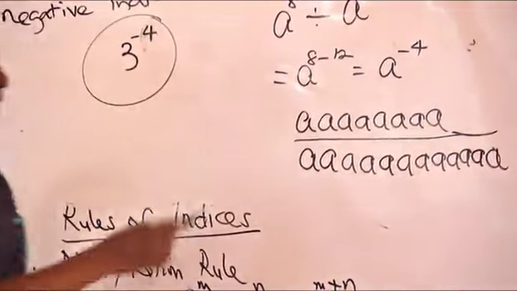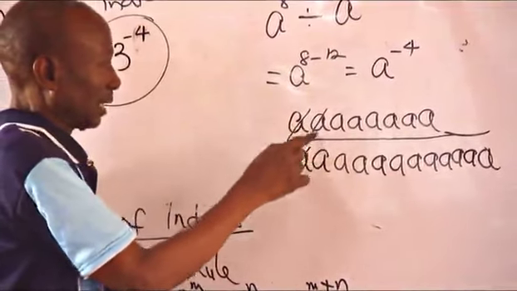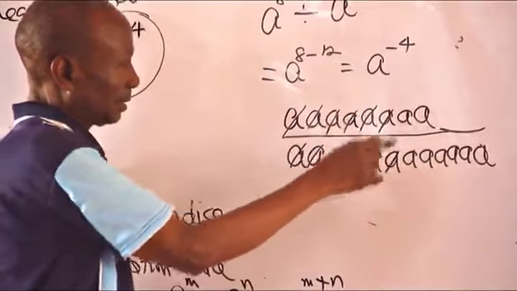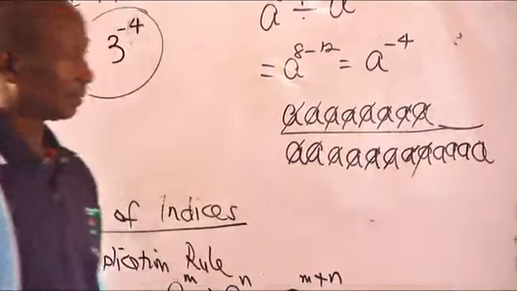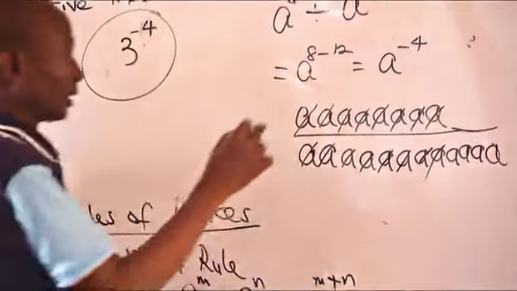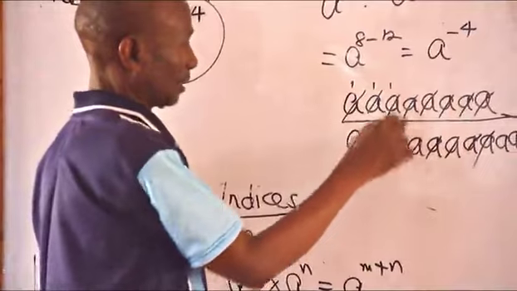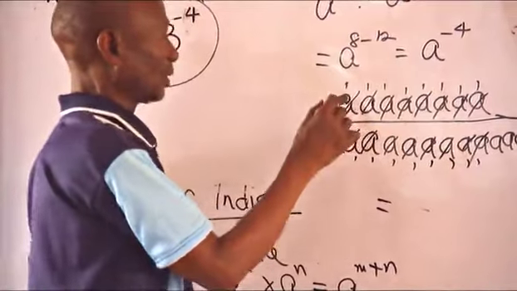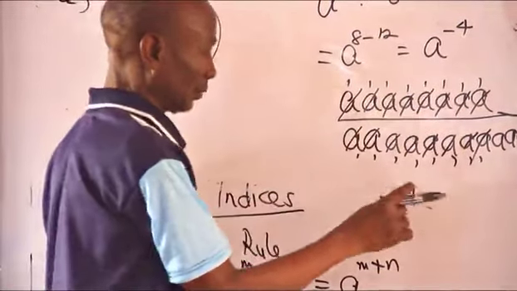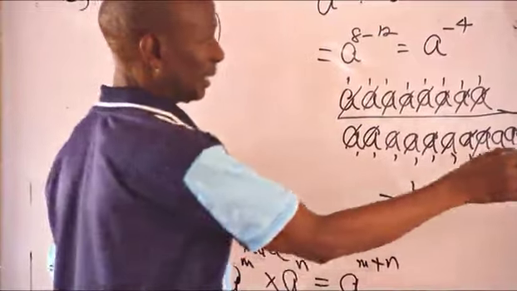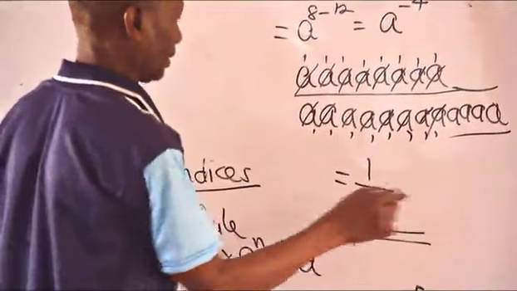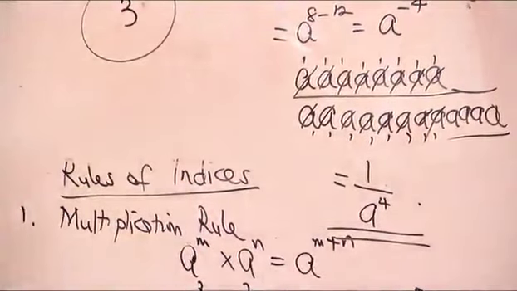You will see now that all this one will go. But then this one just say 1, 1, 1, 1, 1, 1, 1, 1. Then up here you are going to have 1, to give you 1. Divided by, you are left with 4, so now you have a raised to power of 4. And that's how we change a negative index to a positive one.